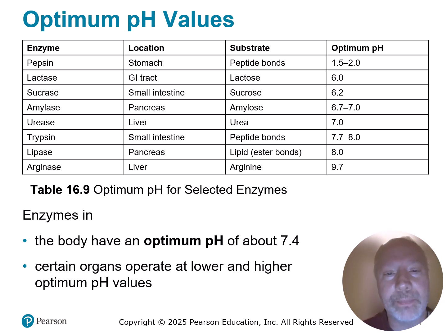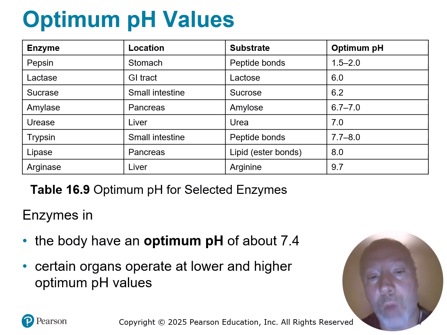Pepsin found in the stomach breaks peptide bonds. Optimal pH is very low, very acidic. Lactase found in the GI tract operates on lactose. Its optimum pH is 6.0. So it's a little bit acidic, but not like with pepsin. Sucrase, it's in the small intestines. It operates on sucrose, and its pH is a little bit higher at 6.2. It's still somewhat acidic. We have amylase. It's in the pancreas. It operates on the amylose sugar, breaking that down, and its optimal pH is 6.7 to 7.0. Urease in the liver operates on urea and breaks urea down, and it is at about 7.0.